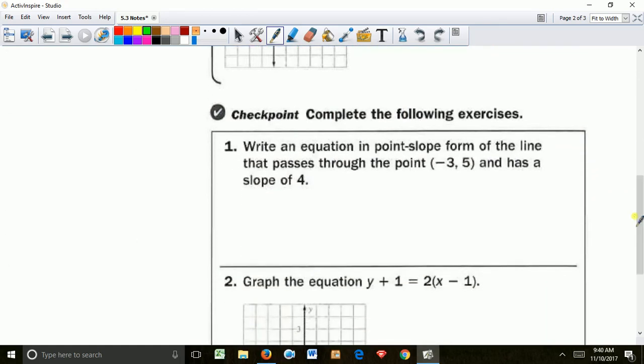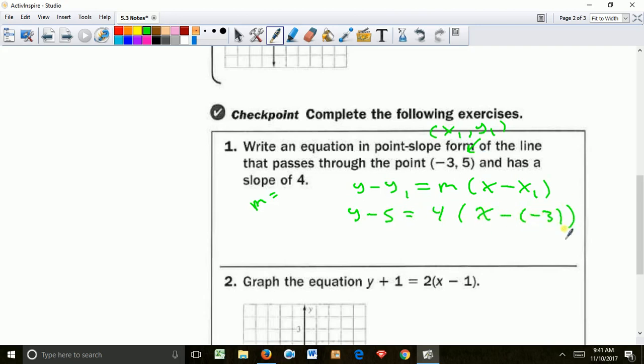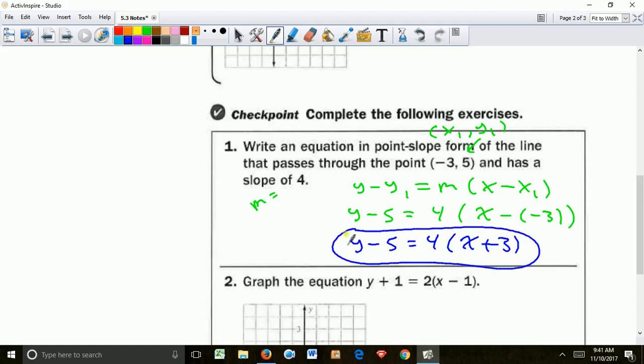So moving on to the checkpoint, they want you to complete the following exercises. Write an equation in point-slope form of the line that passes through the point -3, 5 and has a slope of 4. So writing out point-slope form, you've got y minus y1 is equal to m times x minus x1. M is your slope, which is 4, and then x1 and y1 are -3 and 5. So plugging those in, you're going to get y minus 5 is equal to 4 times the quantity of x minus -3. If you do have two negative signs, make sure you rewrite that as positive. So now simplifying this, your final answer becomes y minus 5 is equal to 4 times the quantity of x plus 3. So there's the equation of the line in point-slope form.